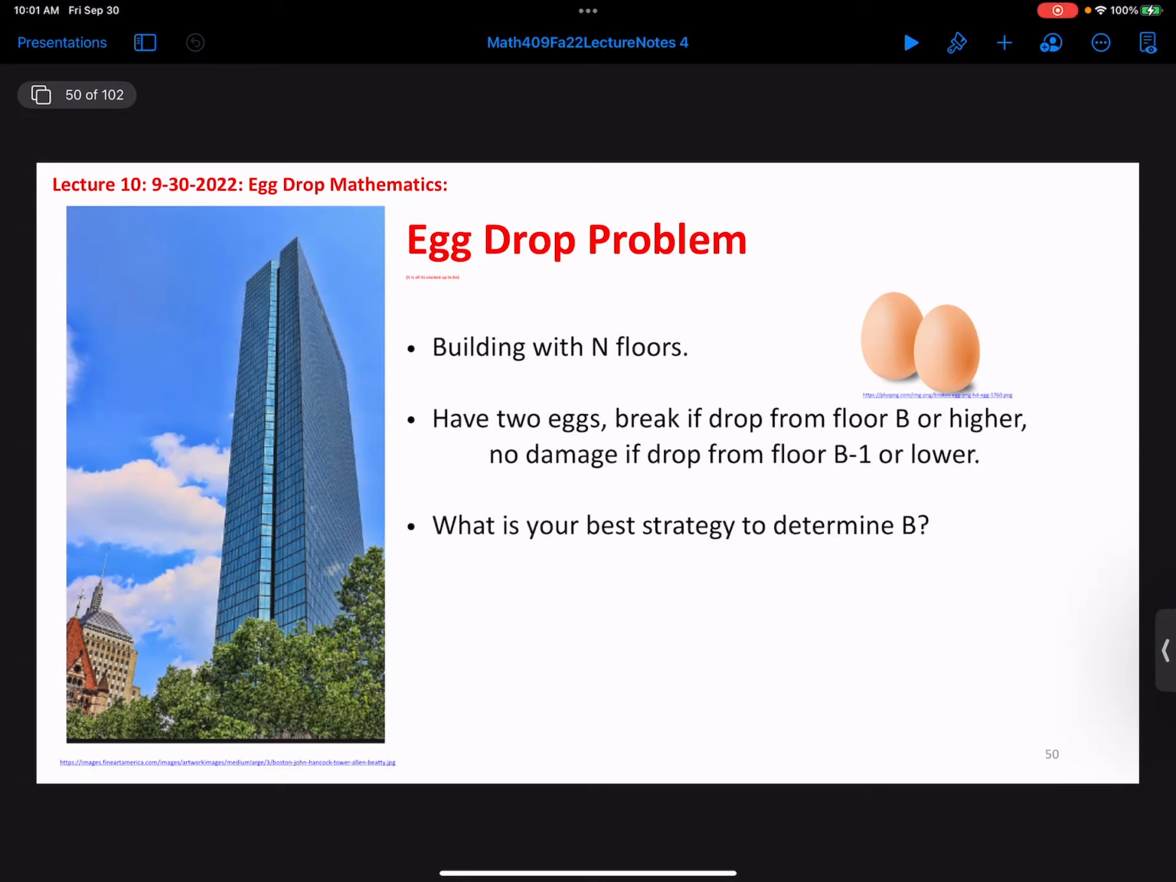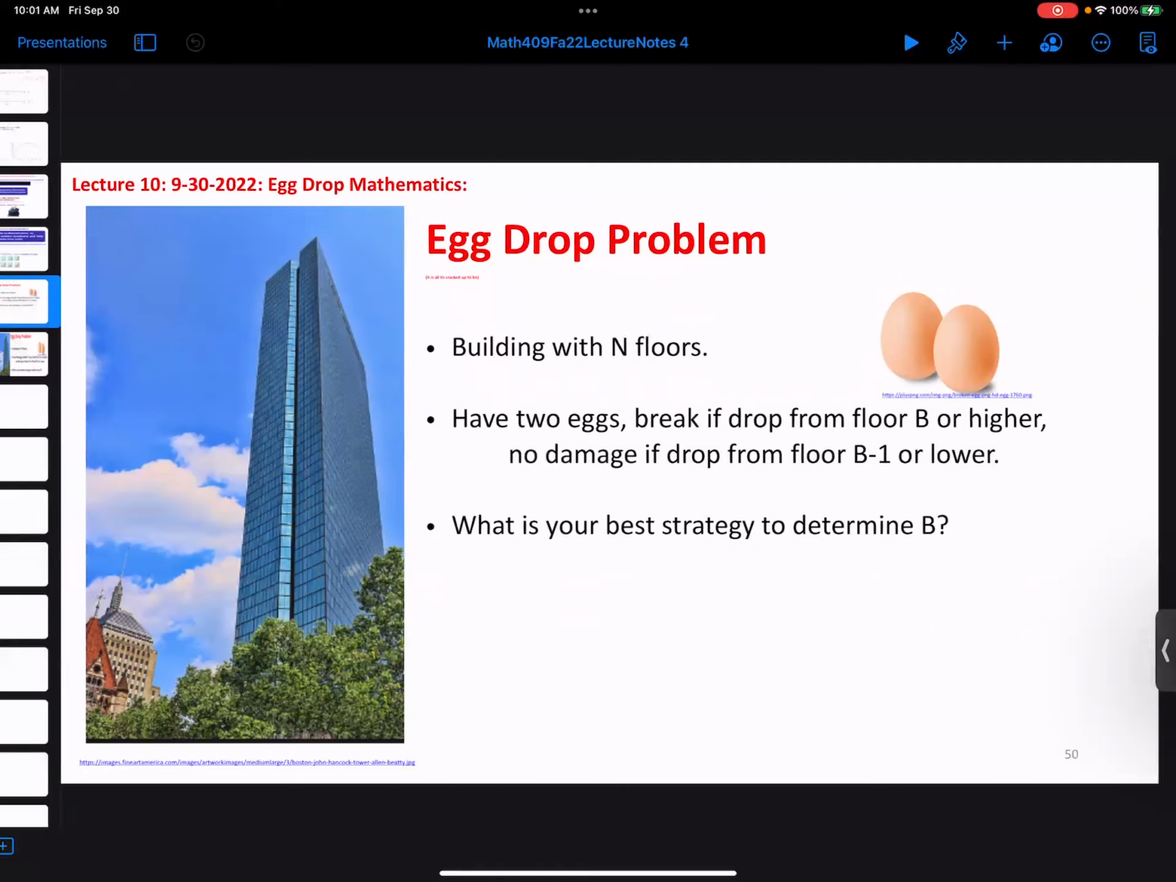Does everybody understand the problem? At this point, you should have no understanding of why we care about this. This is not something that is going to happen to you in real life, but there's good math behind it. We have a building, there's some special floor, we don't know where it is, and we want to figure it out, and we have 2 eggs. I want to figure out what your best strategy is to determine b.